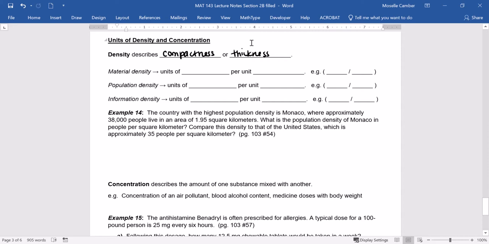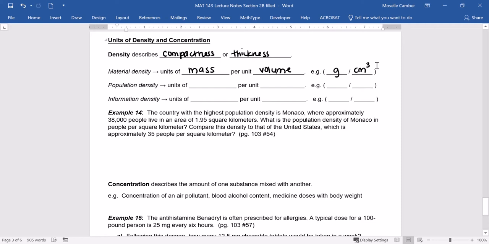So for material density, we're going to be using units of mass per unit volume. Like, for example, the basketball versus bowling ball, we're going to say, okay, how much mass, so how much does it weigh, the pounds or grams, per volume or size of it. So for example, we could say grams per cubic centimeter, or you could say pounds per liter, or any similar units to that.